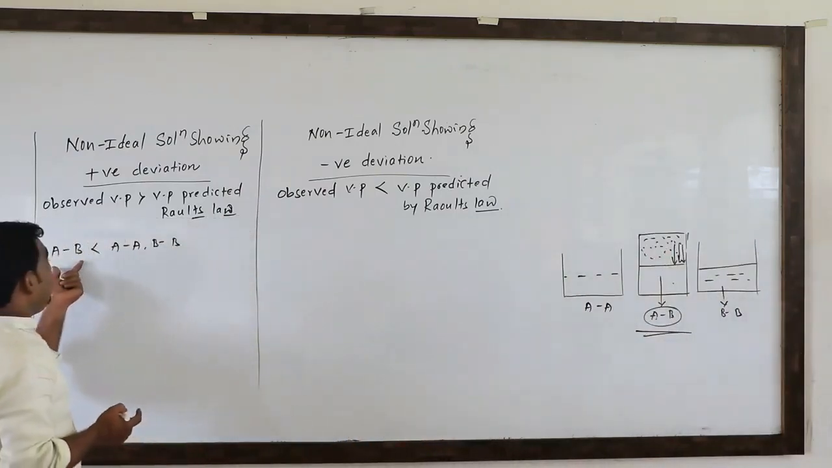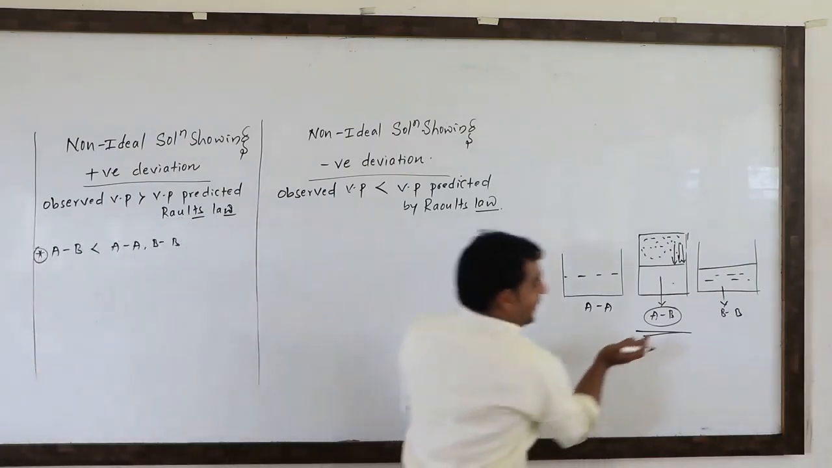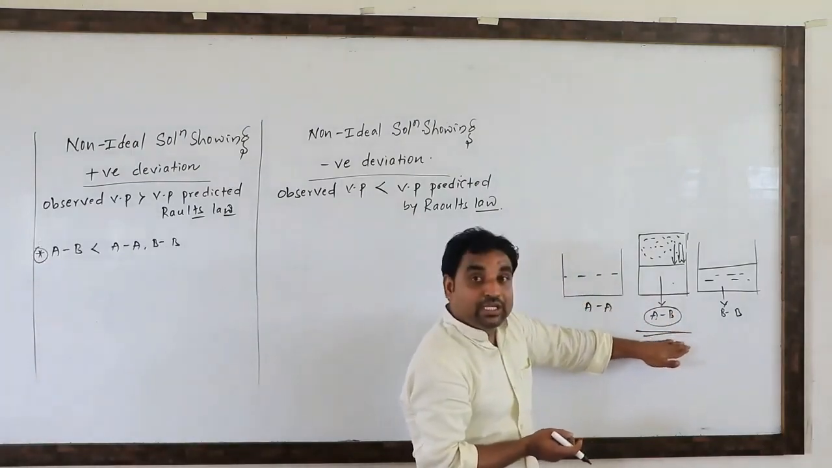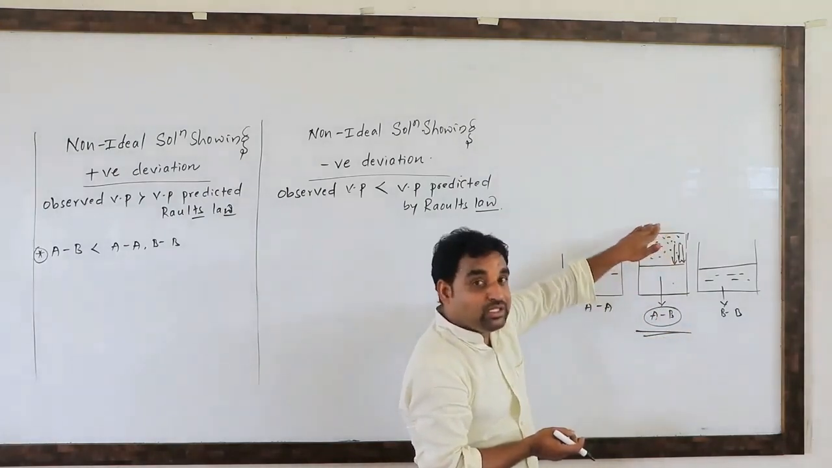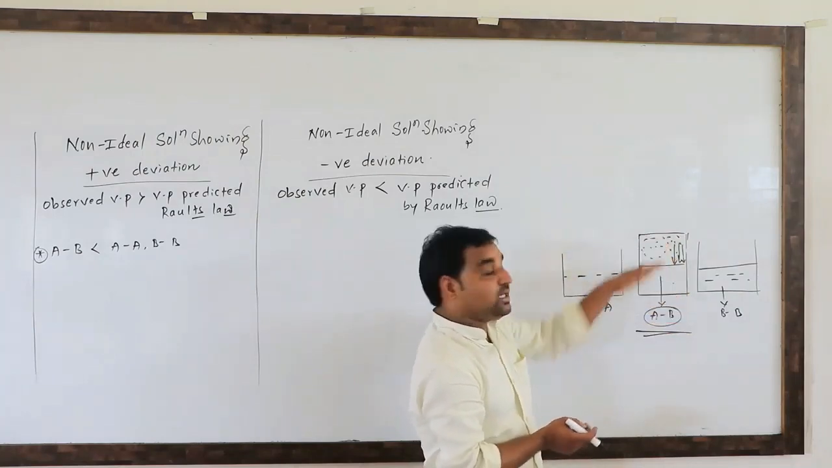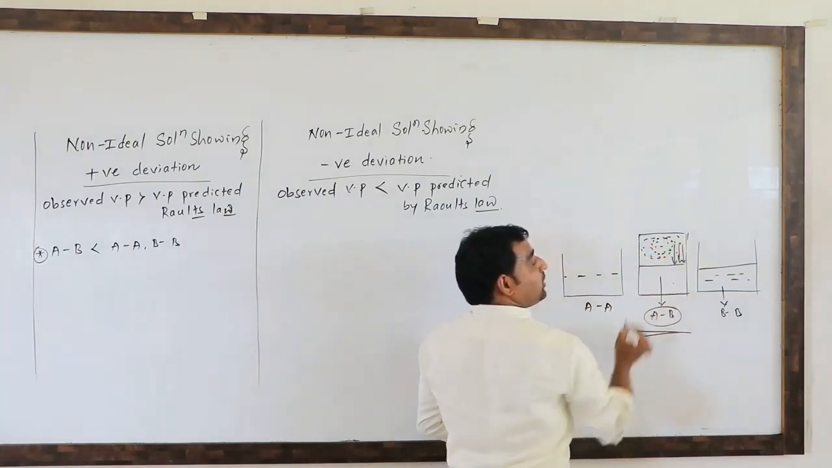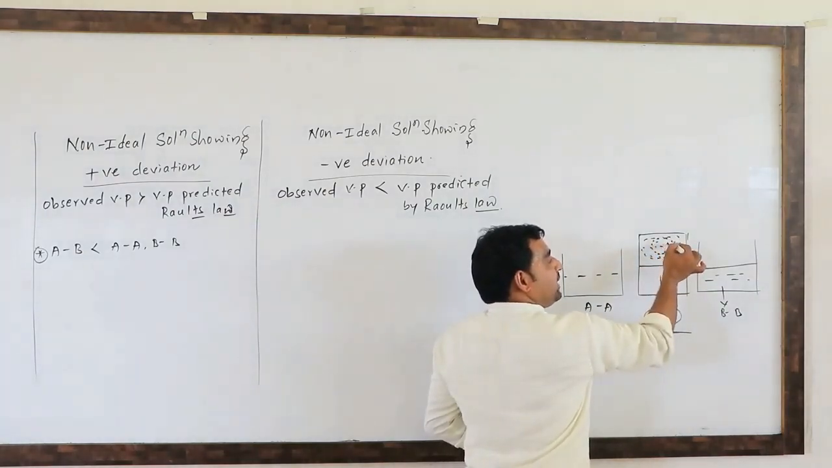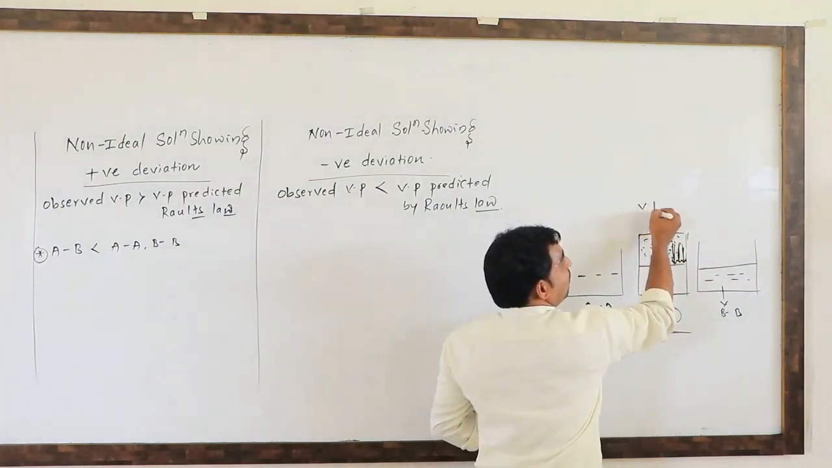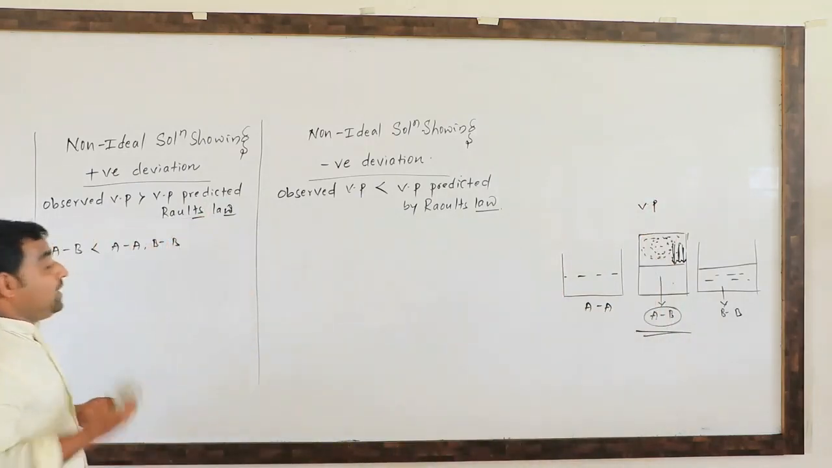Here the AB interactions are weaker than AA and BB. If the AB interactions are weaker, the tendency to escape from the liquid phase to the vapor phase increases because the interactions are weak. If the escaping tendency increases, more vapor pressure will be observed. If more vapor is there, it will exert more pressure on the solution. Hence we have more vapor pressure than the vapor pressure predicted by Raoult's law.